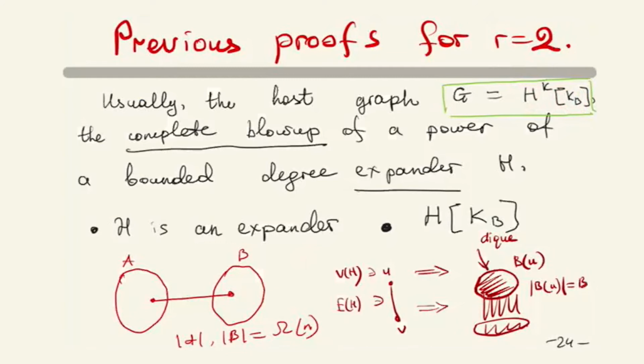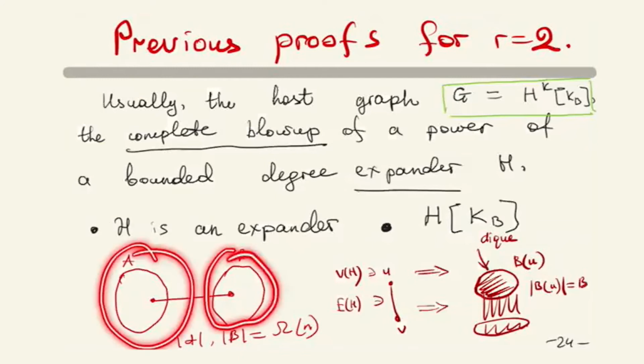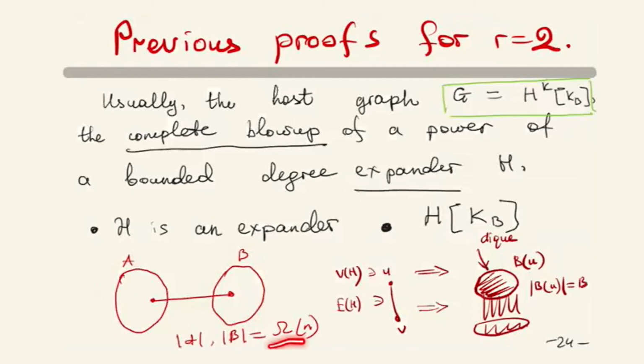So what's an expander? If you have not seen it before, there are various ways you can define expanders. The way one normally uses the properties of expanders in these proofs is that if you take any two sets A and B of large size, where by large I mean Omega of V of H, so linear sets of vertices, then there must always exist an edge between A and B. Any two large sets you pick, there is an edge in between.